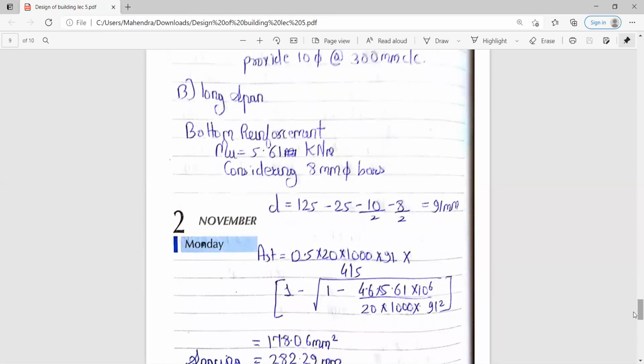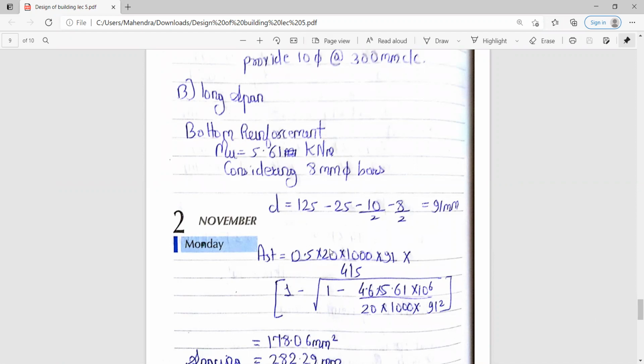Then long span के लिए D कितना था आपका? D is 125. Effective cover that is 25. First that is 10 by 2, that is 10 mm diameter bar you had used, and again you had here used 8 mm diameter bar. So minus 10 by 2 minus 8 by 2, that will be your d for the bottom reinforcement for the longer span. तो आपको d मिलता है यहाँ पे 91 millimeter.